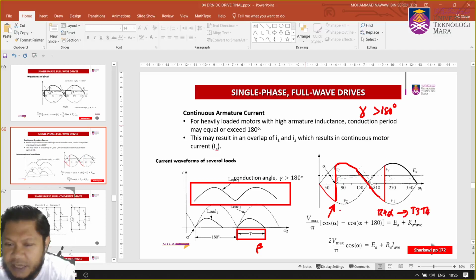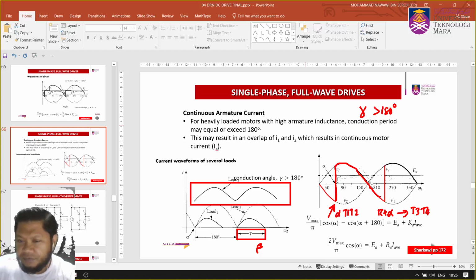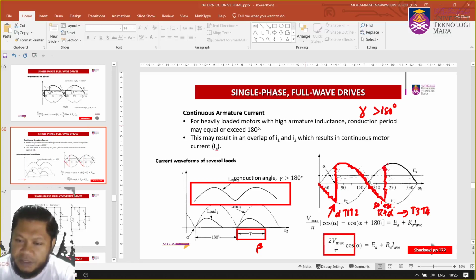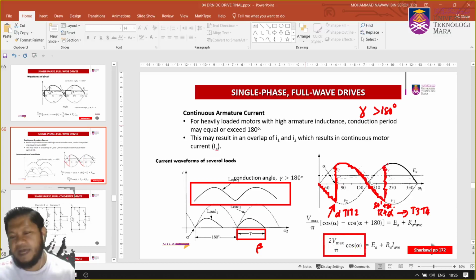So this is alpha for thyristor 1 and thyristor 2, and you will start to have thyristor 3 and thyristor 4 at 180 degrees plus alpha, isn't it? Okay. So therefore the output voltage will follow this wave shape, and you're going to have a different output voltage equation for Vt. For Vt, it's simply 2 Vmax over pi cos alpha in the case of continuous operation.